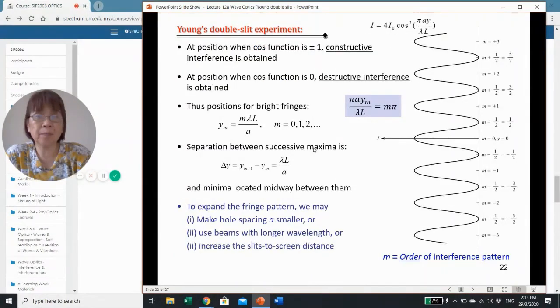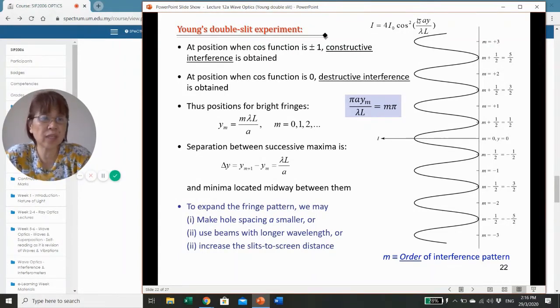Now, for constructive interference, that's where the bright fringe occurs, when this cosine function equals plus or minus 1, because when you square it, it becomes 1 and you have maximum irradiance, I equals 4I0. For destructive interference, the dark fringe, this term is equal to 0 and I will be equal to 0. So let's do the bright fringe.